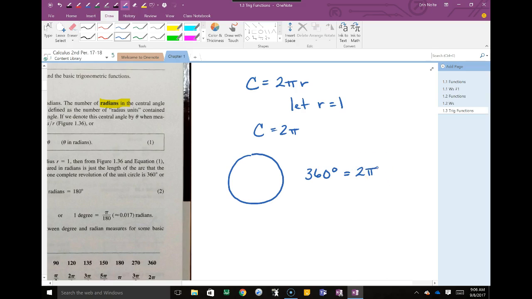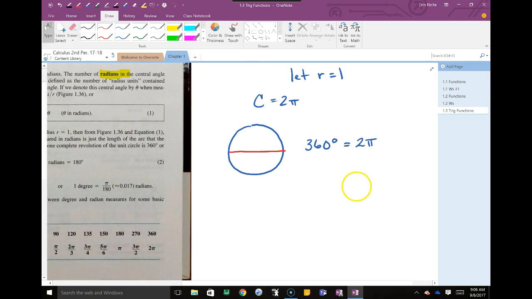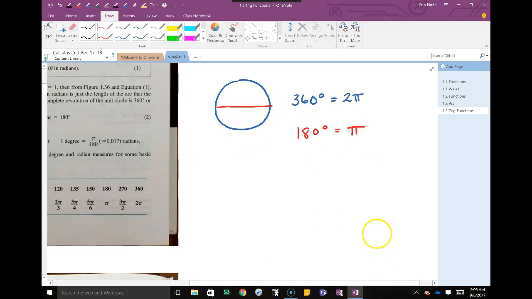Okay, so let's go half that. Let's say I was going to go half of 360 degrees. What angle am I talking about? Degree-wise, that's 180 degrees. How many radians is that? 1 pi. Good. So you remember this a little bit, yeah? Kind of, sort of.